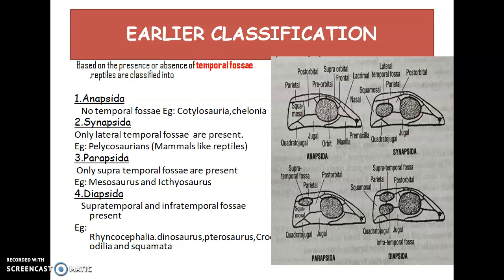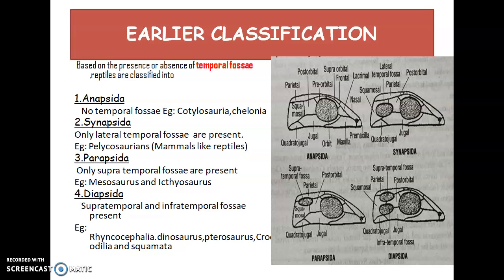Actually, the classification of Reptilia includes an earlier classification as well as a recent classification. Based upon certain features, scientists made an earlier classification of reptiles into 4 different subclasses. But later it was found that this classification is not very logical. So they have changed this earlier classification into a recent classification. So let's have a look at the earlier classification of Reptilia.